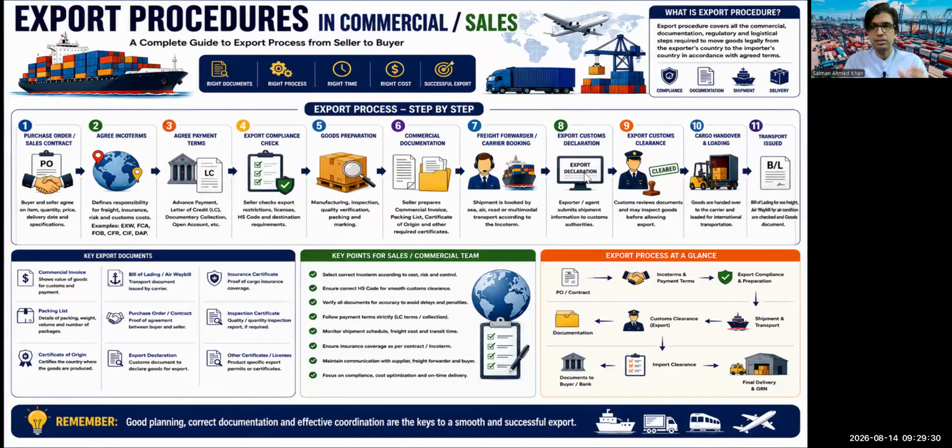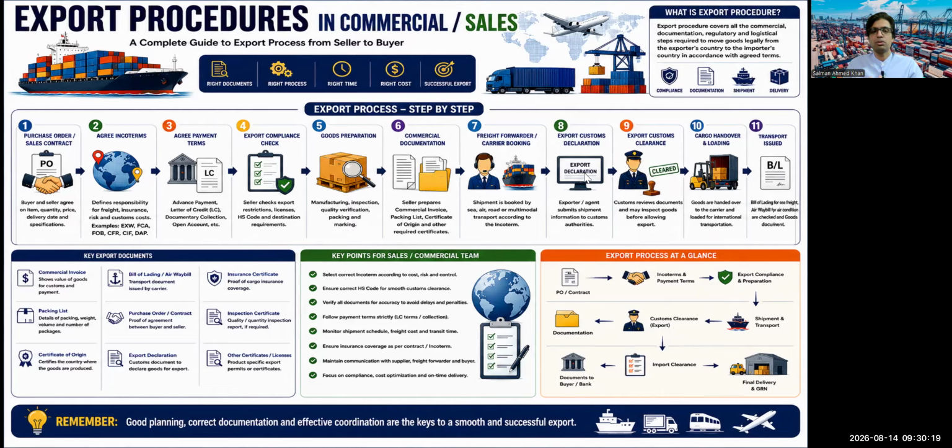Now at the export procedure side, export procedures cover all the commercial documents, regulatory and logistical steps required to move the goods legally from the exporter country to the importer country in accordance with the agreed terms. While in import, we saw that the process starts from raising the PR and then circulating the RFQs in the market, and you evaluate the suppliers and make commercial or purchase agreements with them. At the export procedure side, the supplier receives the PO, the purchase order, based upon the agreed Incoterms, and also makes the liaison with the buyer's bank based upon the agreed payment terms, through the letter of credit or the advance payment terms.